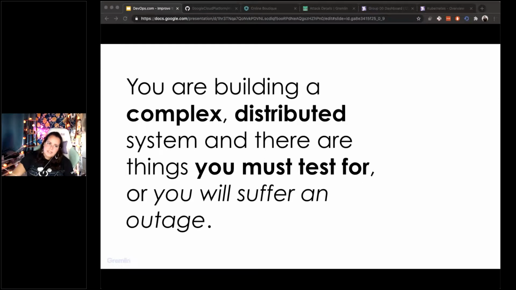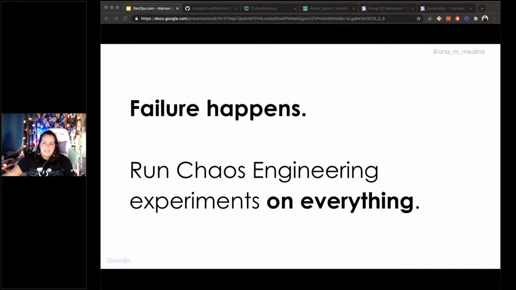And as a reminder, you are building complex distributed systems, and there are things that you must test for. If you don't test for them, you might suffer an outage, and you want to keep that in mind. At the end of the day, failure happens, it is part of life and part of our systems. But what we do with that learning is what you want to always reflect on. You want to make sure that you're learning from your past failures.